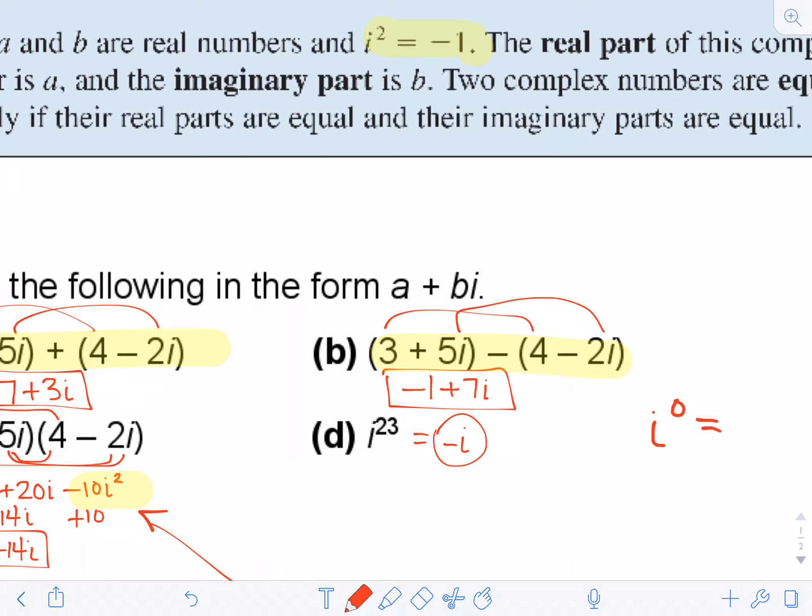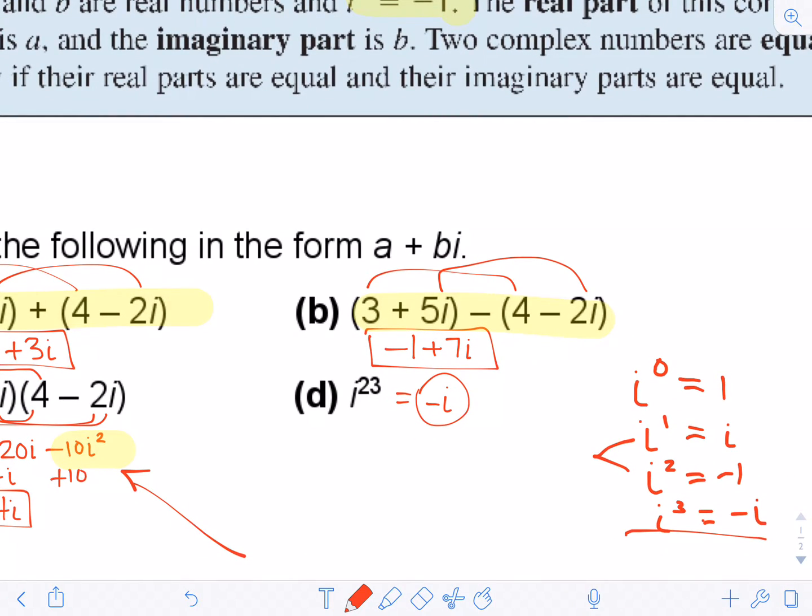Anything to the 0th power is simply 1. Anything to the first power is simply itself. In this case, we know that i squared is -1. And then finally, i to the third is i times i squared, which of course is -i. And then of course it repeats. So i to the fourth, i to the fifth, i to the sixth, i to the seventh, it goes on and repeats. So essentially i to the 23rd is simply following a pattern. And that's pretty much it.